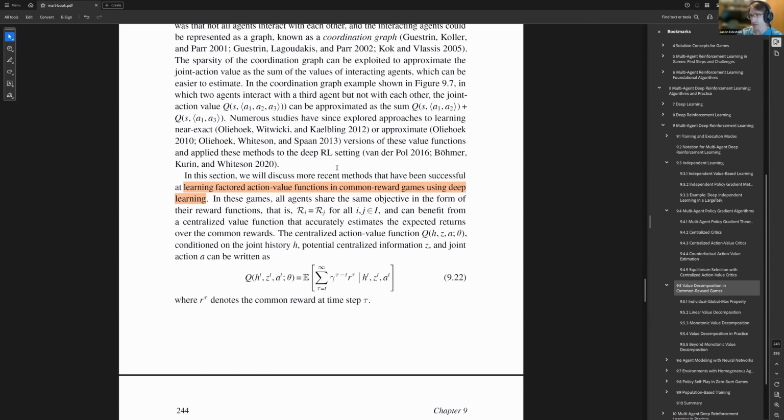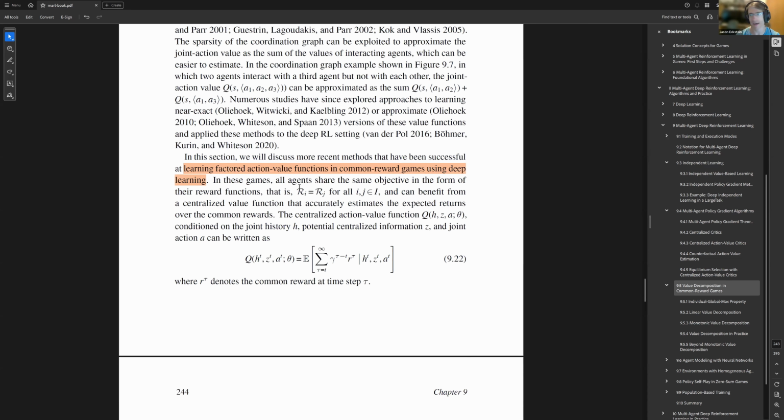So the main method we're going to look at first is a linear decomposition of the joint action value function. We're going to try to model the joint action value function as something which can be written as the sum of individual functions for each agent. In this case, they're not going to be value functions like we're used to, but rather the terminology used in the book is a utility function.